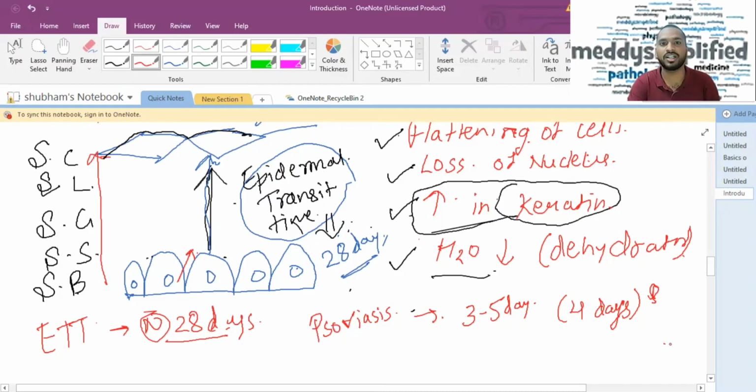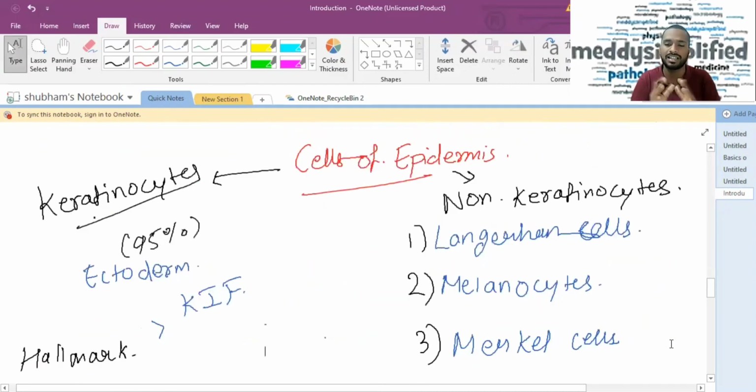Now we can go and talk about the cells of epidermis. So the basic important thing is the classification of the cells. The epidermis has two types of cells, keratinocytes and non-keratinocytes. In non-keratinocytes, we have Langerhans cells, melanocytes, and Merkel cells.